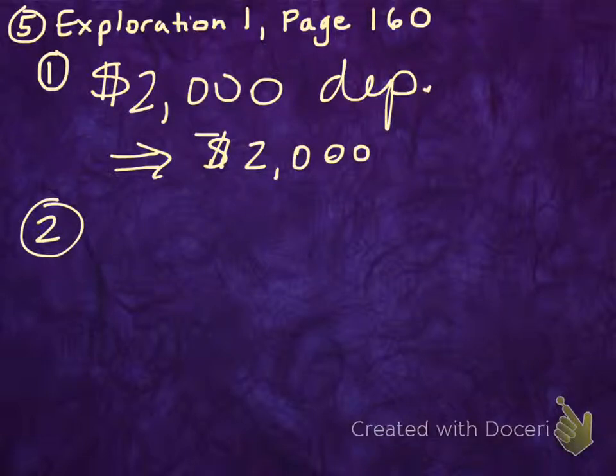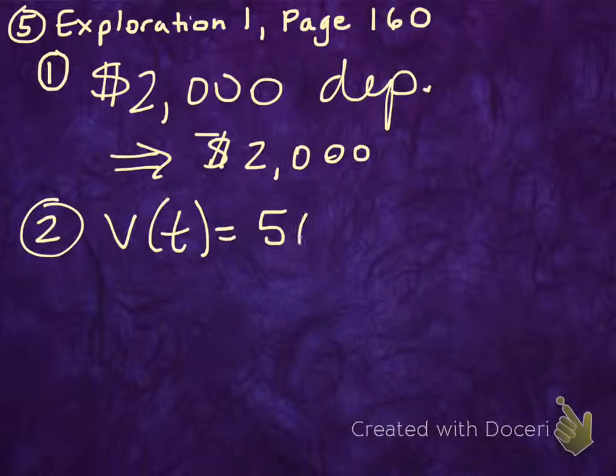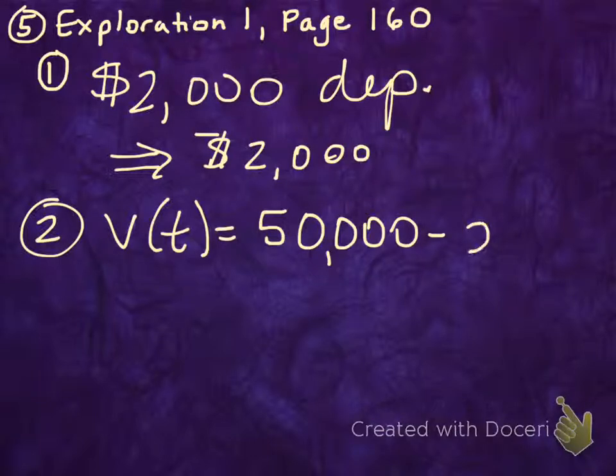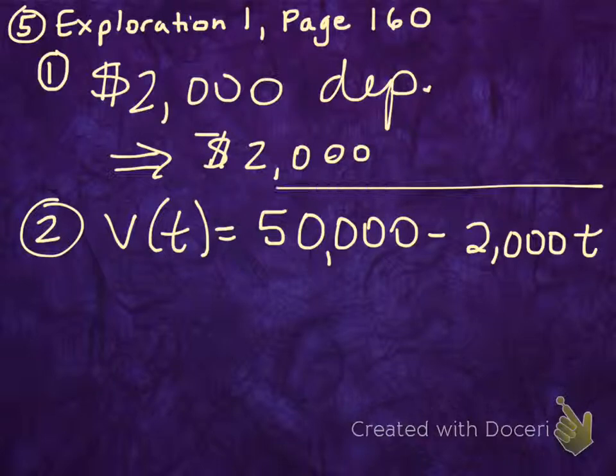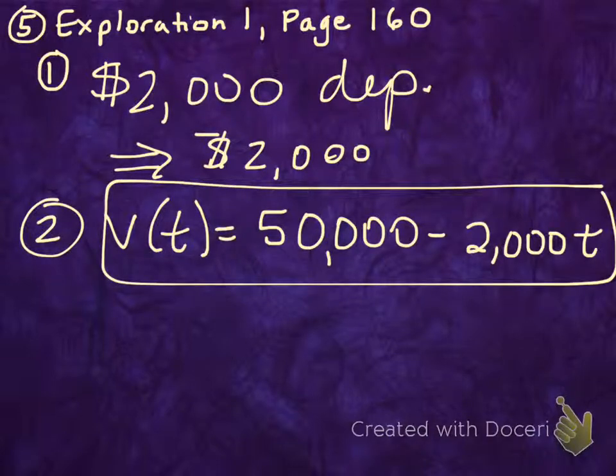Number 2 says write an equation for the value, and it tells us to call that equation v of t. So a value function depending on time is the importance of that notation, as a linear function of the time t since the building was placed in service. Well, the initial value, which is always your y-intercept, was 50,000, and then this building is losing 2,000 per year, and t is our time in years, so that is our v of t equation.